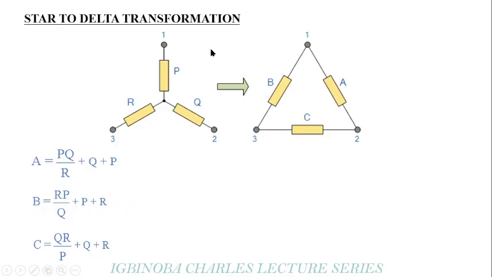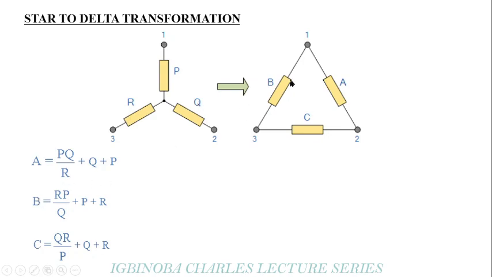So you have a system given to you in star. You can easily convert it to a delta equivalent. It's very simple and straightforward. Again, you can place this particular star network into this point. So you notice that after doing that, at this arm, you are going to have your P and your Q, making A equal to P times Q all over R, P times Q all over R plus Q plus R. Very easy. P times Q all over R plus P plus Q.